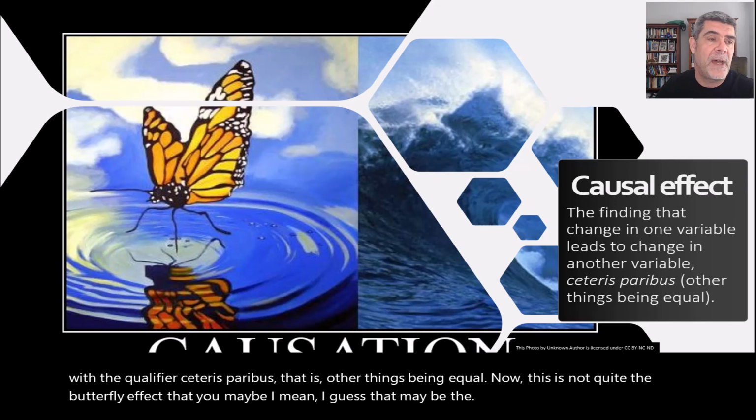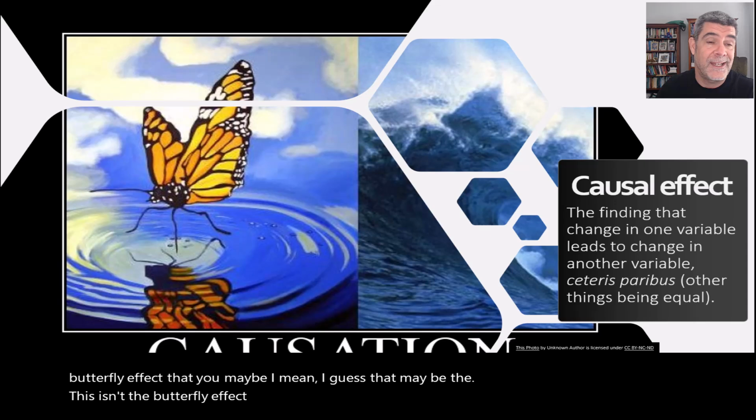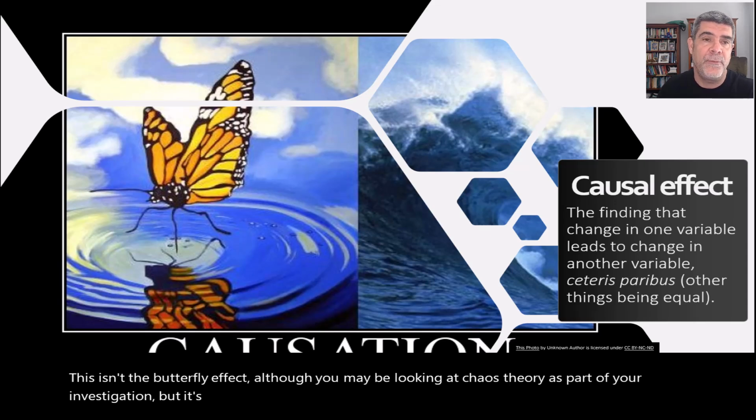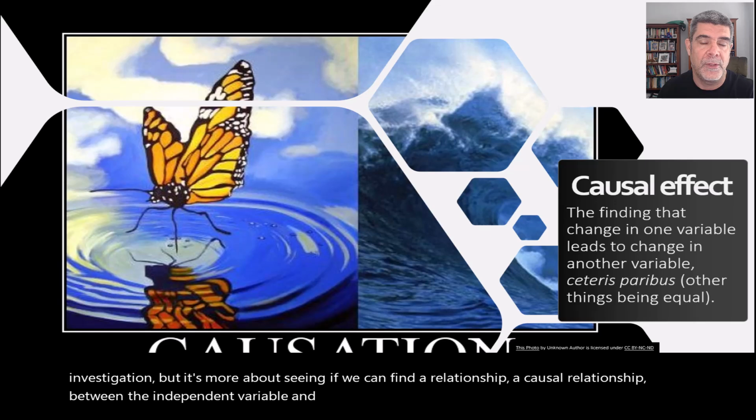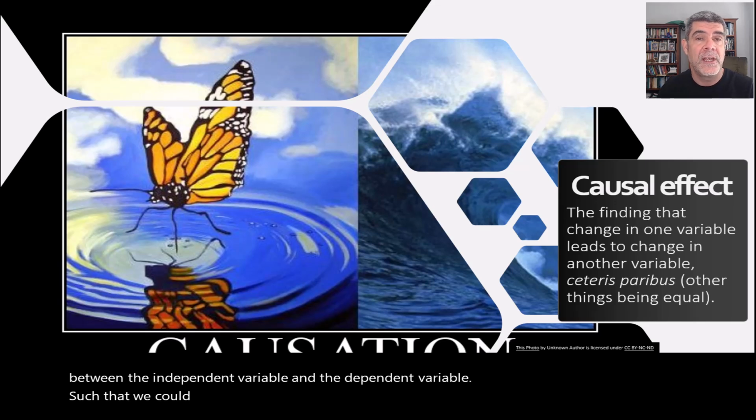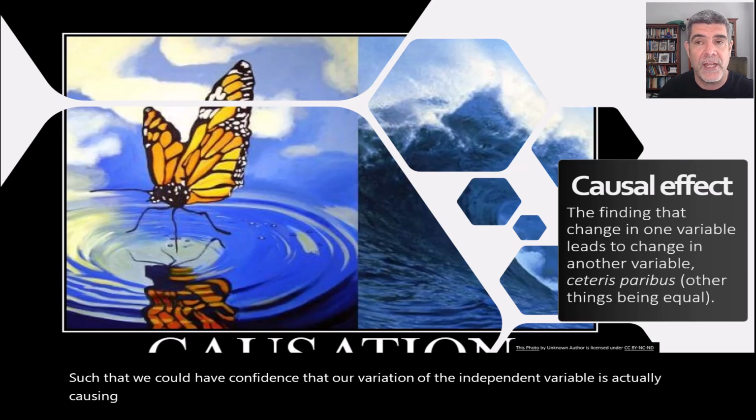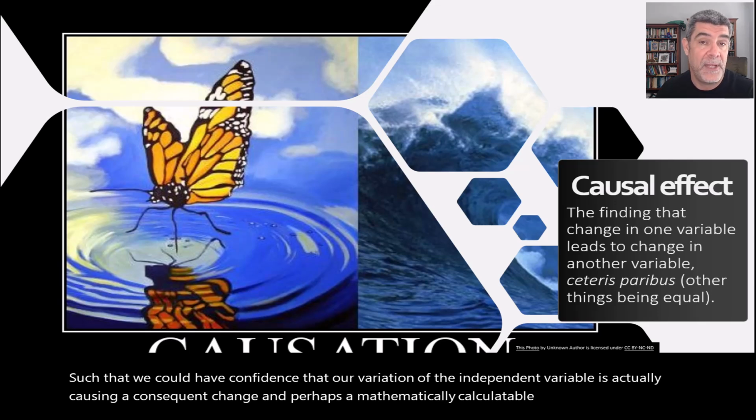This isn't the butterfly effect, although you may be looking at chaos theory as part of your investigation, but it's more about seeing if we can find a causal relationship between the independent variable and the dependent variable, such that we can have confidence that our variation of the independent variable is actually causing a consequent change and perhaps a mathematically calculatable change in the dependent variable.